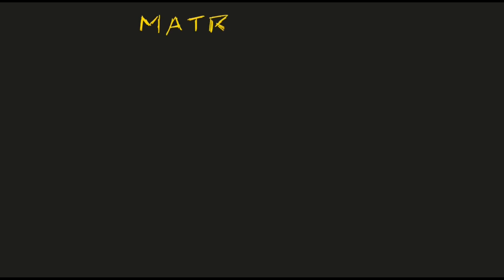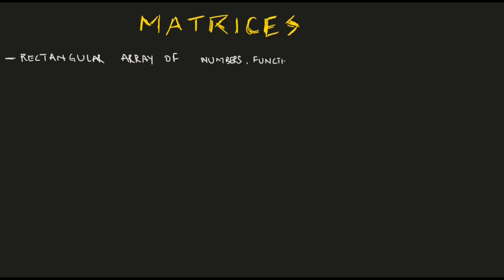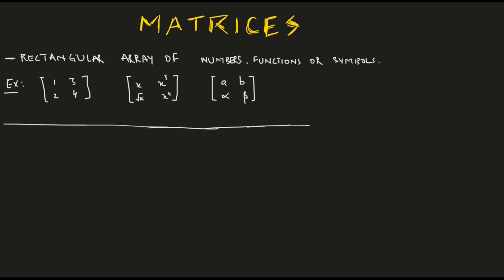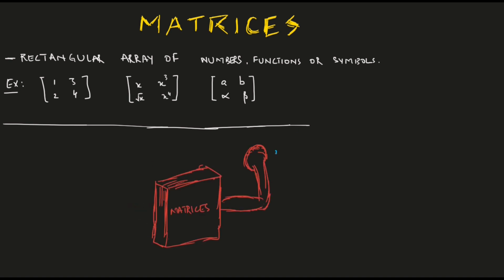Your high school book might define a matrix as an ordered rectangular array of numbers, functions, or symbols. Some of the examples would look something like this. Now, matrices have two major applications. First, they help us in solving systems of linear equations, and the other one is in representing linear transformations.